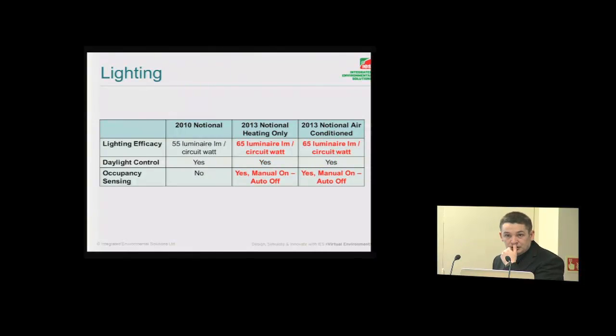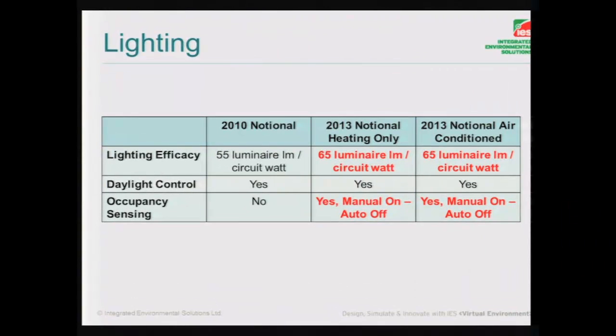Okay, moving on to lighting and lighting controls. As I mentioned earlier, in 2010, a lot of users found it really difficult to match the lighting power consumption within their actual design, because the notional building was already a very tough target. It was set at 55 luminaire lumens per circuit watt, which will increase to 65. So it's again a sizable jump upwards, where designers will need to try and meet that.